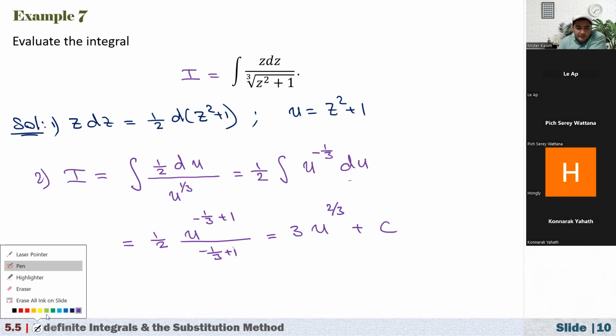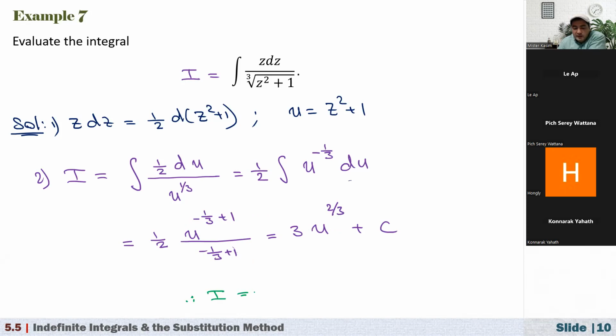So the given integral is equal to 3 over 2 times u. What is u? u is z squared plus 1, to the power of 2 over 3, plus c.